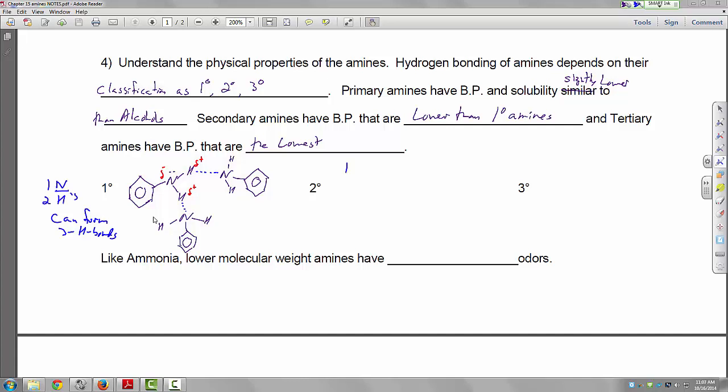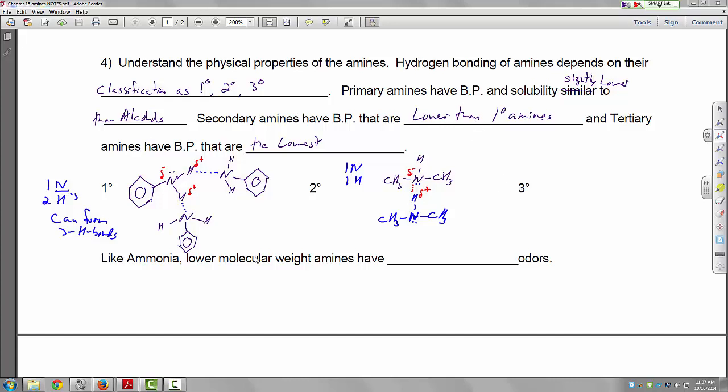With the secondary amine, we still have 1 nitrogen, but only 1 hydrogen. So, keep it simple here, we'll draw dimethylamine. And we'll put another one down here. So we have this hydrogen bond again between the partial negative on the nitrogen and the partial positive on the hydrogen, but because we have 1 fewer hydrogen, that's why secondary amines have lower boiling points than primary amines.